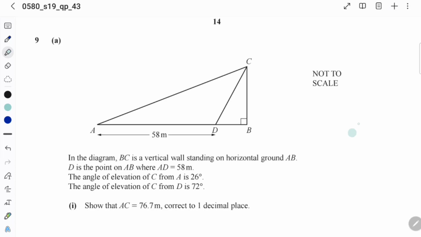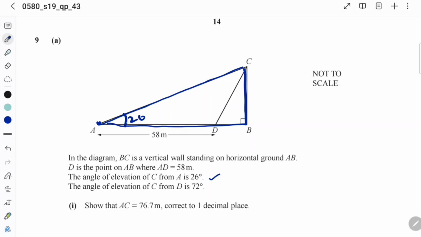Remember, whenever we make any angle of elevation, there will be a 90 degree angle over there, and somebody is looking up at the top. Okay, this is the angle of elevation. So whenever I label the angle of elevation, I'll consider a right angle triangle. The angle of elevation of C from A is 26 degrees. From A to C it's 26 degrees, and you can see it's a right angle triangle.